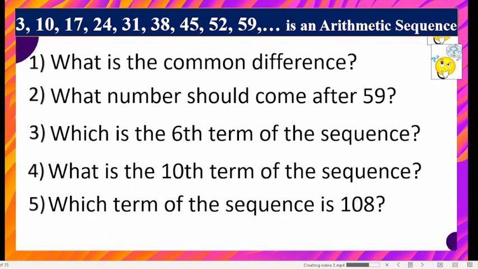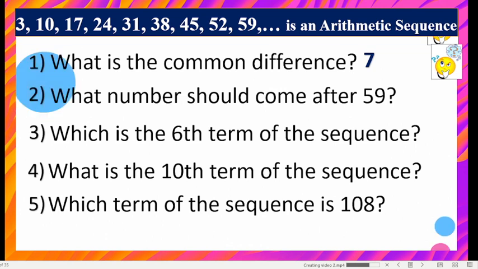Let us apply the concepts you have learned. Are you ready? First, what is the common difference? Yes, that is positive 7. So, notice that if you add positive 7 to the previous term, you will get positive 10. So, 3 plus 7 is 10, 10 plus 7 is 17, and so on and so forth.